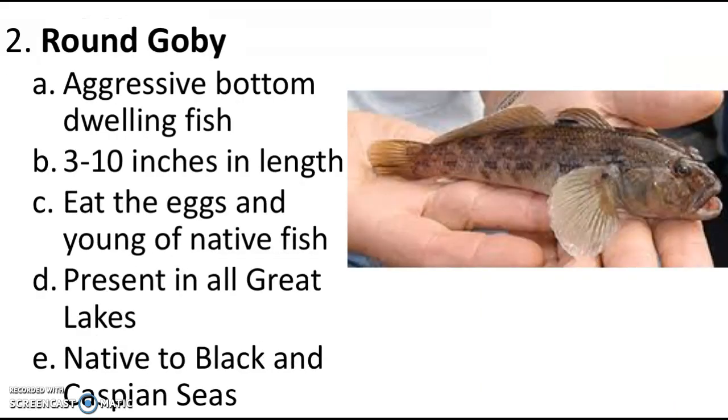The round goby is another example of an invasive species that has been introduced to the Great Lakes. This is an aggressive bottom-dwelling fish that is pretty small, about 3 to 10 inches in length, but a big issue is that they will actually eat the eggs of the native fish in the area. There was a tactic that the Fish and Game Commission was trying to put out to the public, where if you were fishing and you caught a round goby, in order to help prevent the increase in population, you were actually instructed to kill the goby after you had caught it.